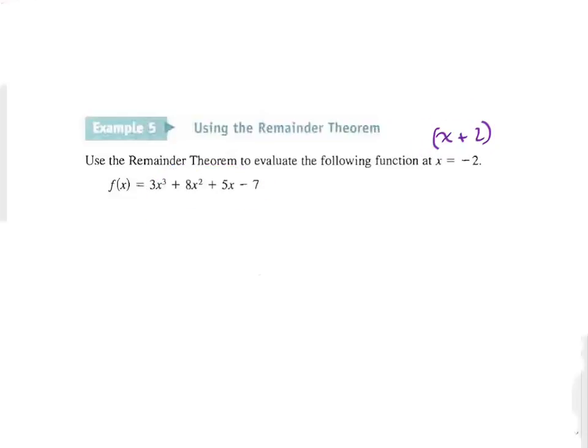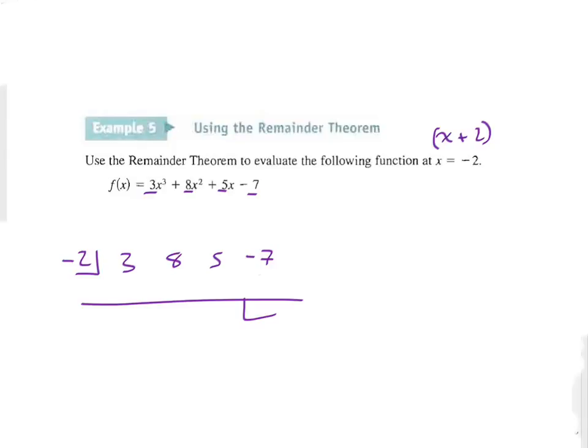Now, if we were doing that, we would say the zero for this is -2, which is actually written right underneath it, right? So you write out first the coefficients for each of those terms. So we get 3, 8, 5, and -7. And then I'm going to put -2 right here. That's my zero.